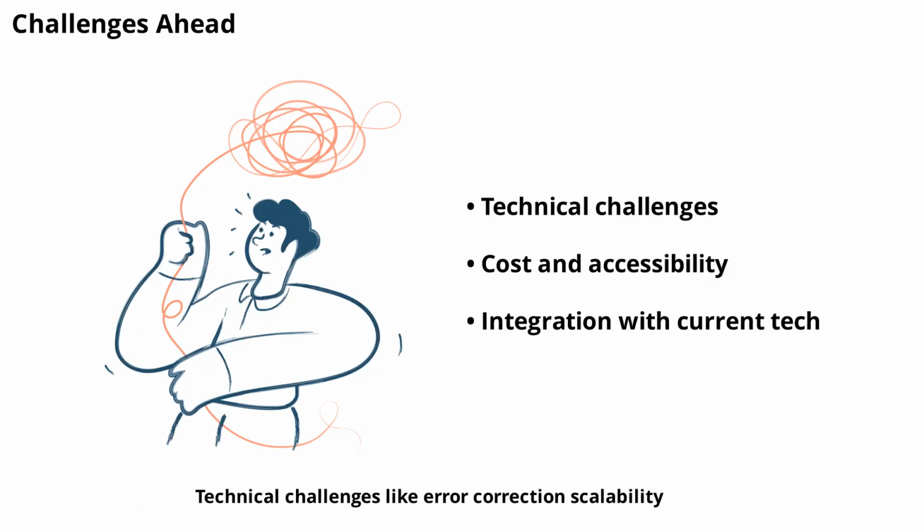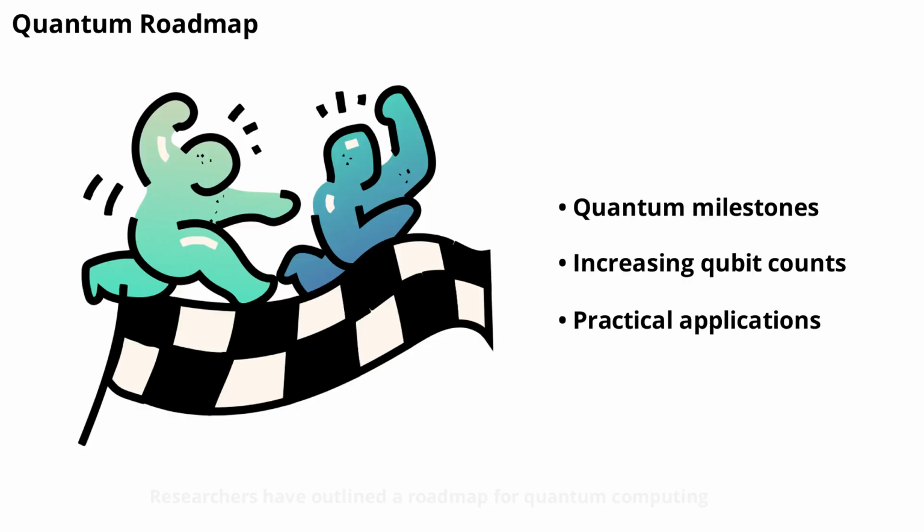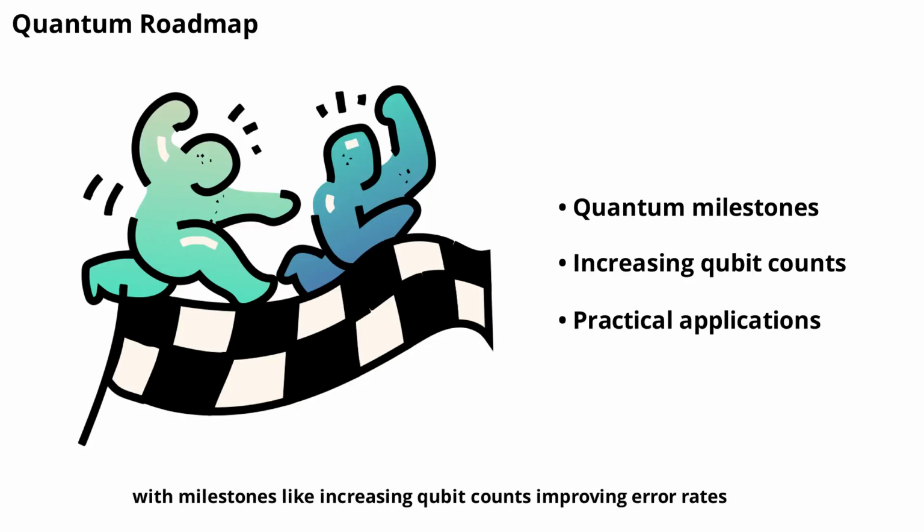Despite rapid progress, quantum computing faces significant hurdles. Technical challenges like error correction, scalability, and stability must be overcome. There are also questions about cost, accessibility, and integration with existing technologies. The road ahead is long, but the potential rewards are immense. Researchers have outlined a roadmap for quantum computing, with milestones like increasing qubit counts, improving error rates, and developing practical applications. Each step brings us closer to realizing the full potential of quantum technology.